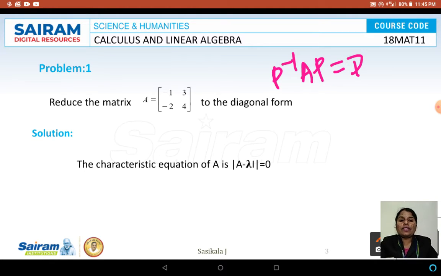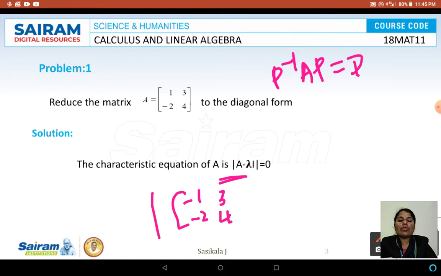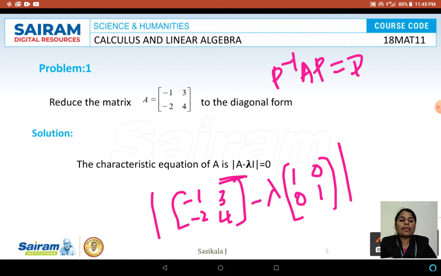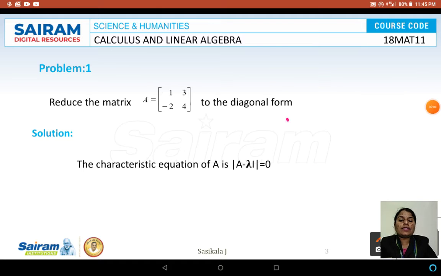So you can see the characteristic equation: determinant of A minus lambda I equal to 0. The matrix A is minus 1, 3, minus 2, 4, and then minus lambda times the matrix 1, 0, 0, 1. What will happen? Take lambda inside, then you will be having the equation. It is a determinant of the matrix minus 1, 3, minus 2, 4.